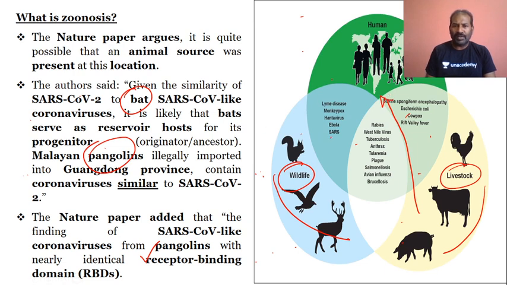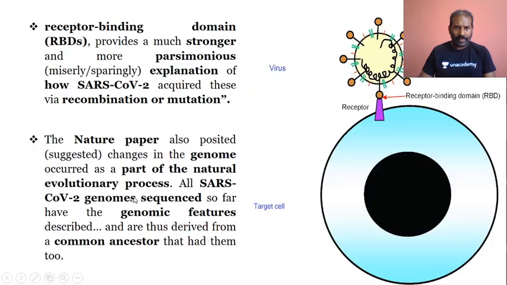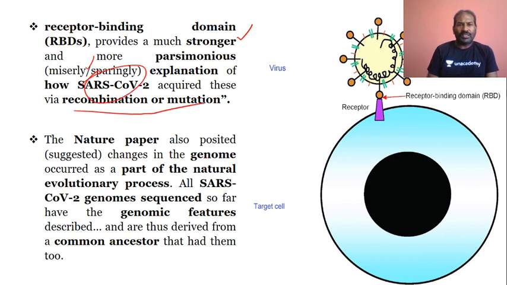So all this we have looked at: SARS, Ebola, hantavirus, monkeypox, tuberculosis, avian influenza, and all this. And the receptor binding domain provides a much stronger and more parsimonious explanation of how SARS-CoV-2 has acquired this recombination or mutations.